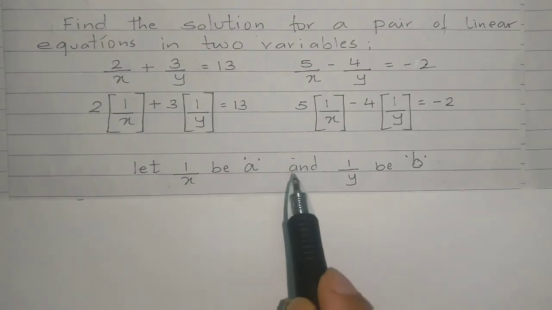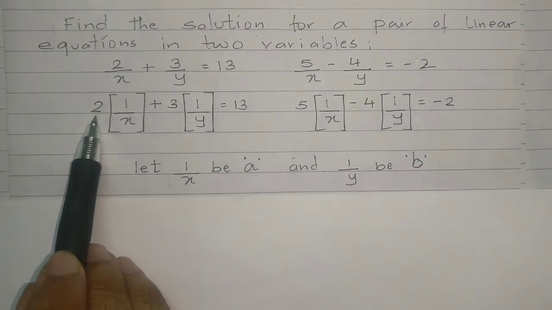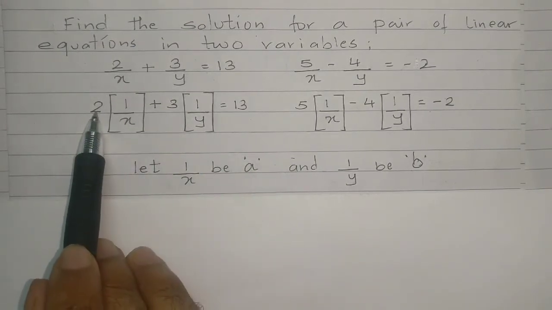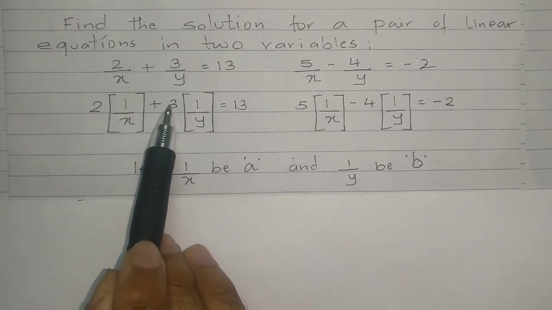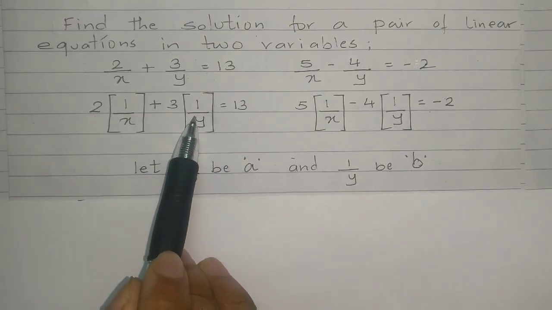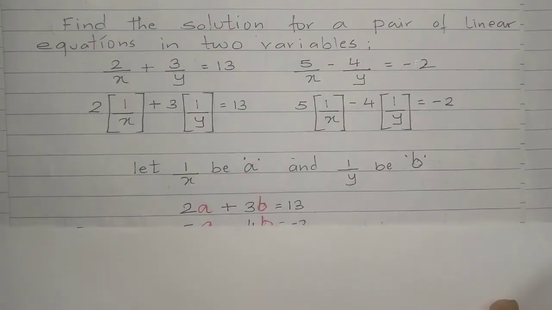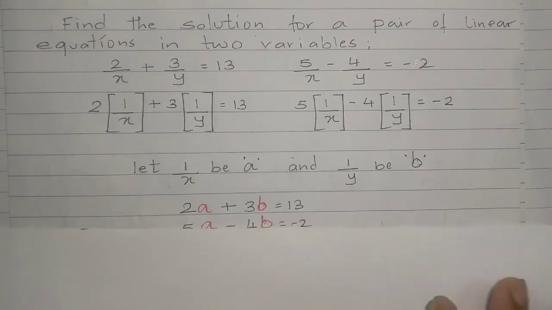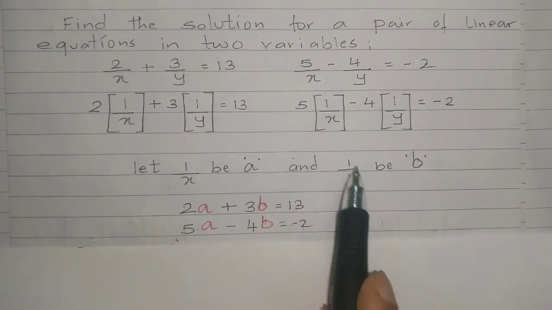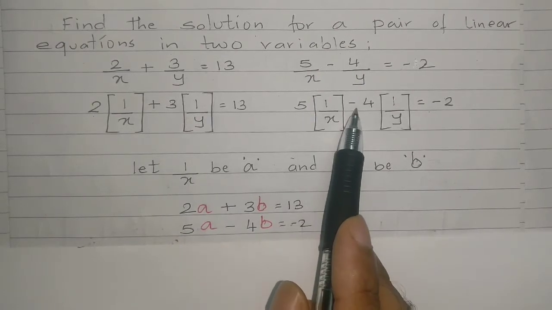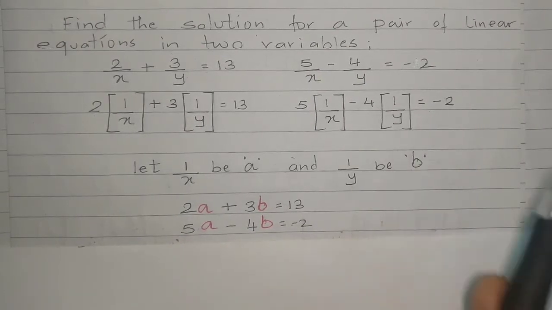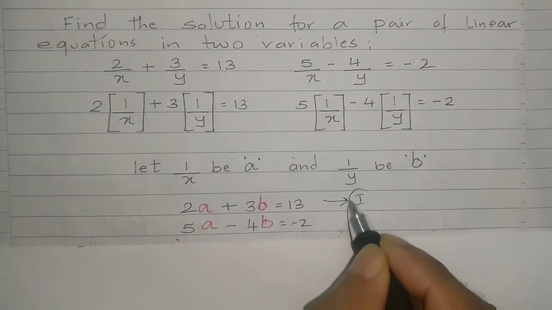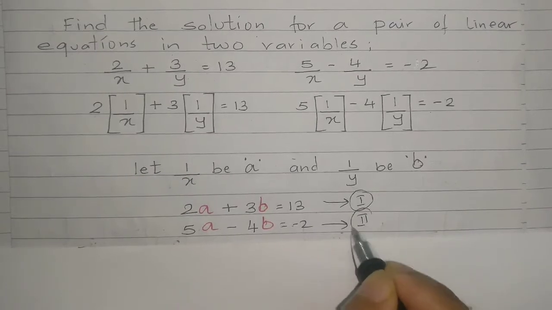So now my new equation will become 2a, because 1 upon x I have said as a. So it will become 2a plus 3b is equal to 13. So I have written over here 2a plus 3b is equal to 13. And similarly, this would become 5a minus 4b is equal to minus 2. Now if you look at these equations, let me consider them as 1 and this one is 2.